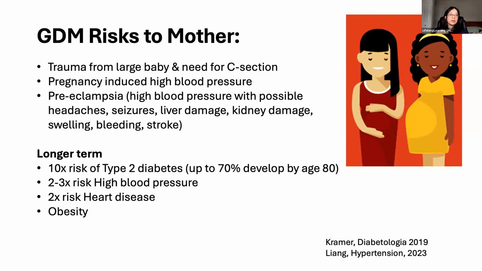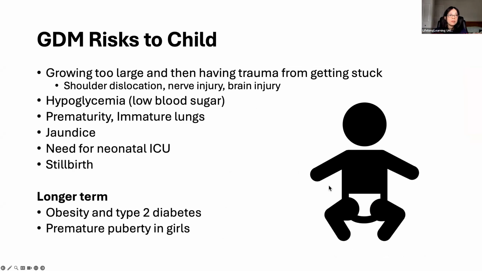And this is important to know because you're at higher risk, but this means that there are ways that you can modify and reduce that risk in the long term, focusing on physical activity, nutrition, and the right medications, as we'll get to throughout this talk today. Women are also 2 to 3 times higher risk of developing high blood pressure and heart disease, and having obesity later on post pregnancy.